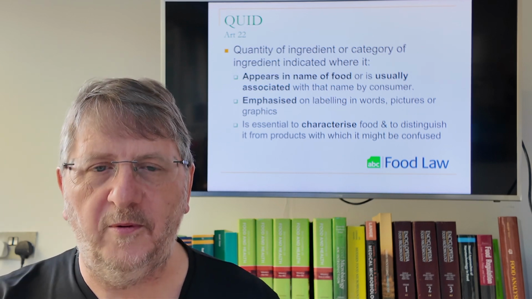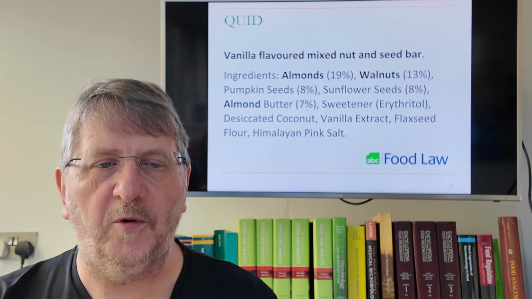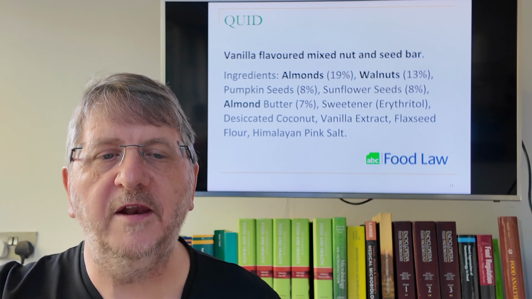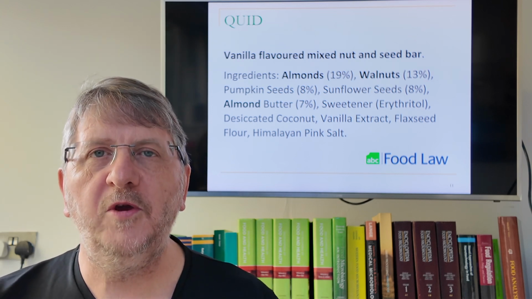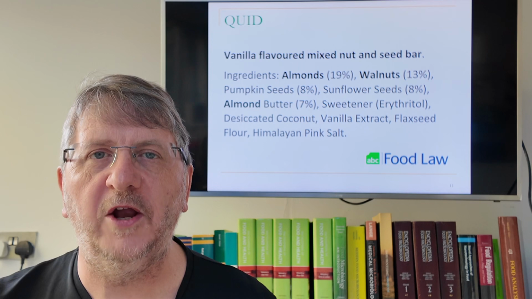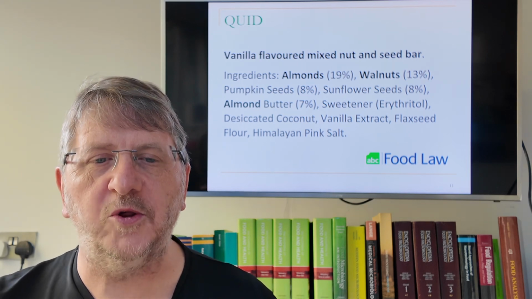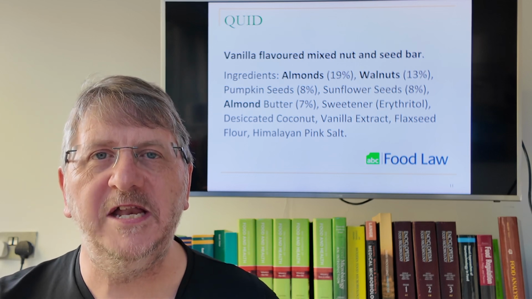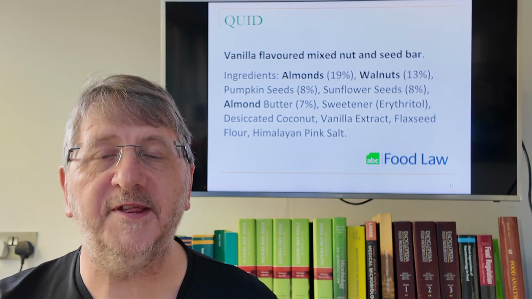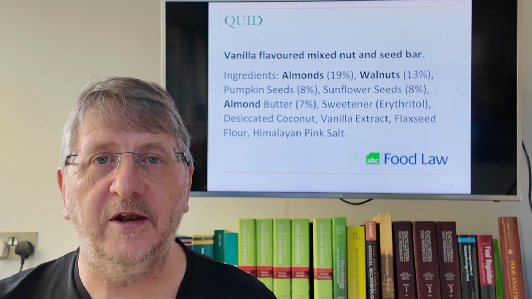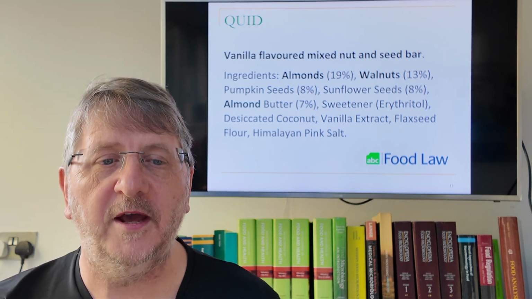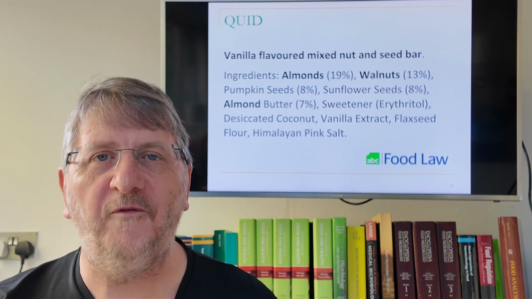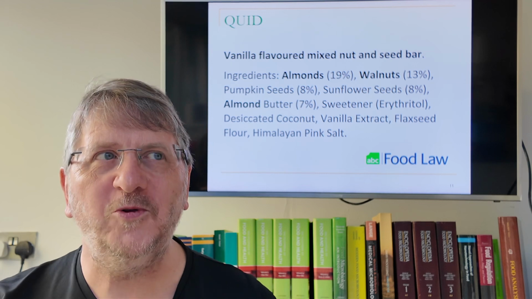So, for example, just to make the point, if I've got a vanilla flavored mixed nut and seed bar, you've got the customer expectation of what ingredients will be present, but you've got actual ingredients mentioned. You've got mixed nuts. So by saying nuts, you'll need to QID. In other words, put the percentage of the ingredient of each of the nuts. That triggers QID.